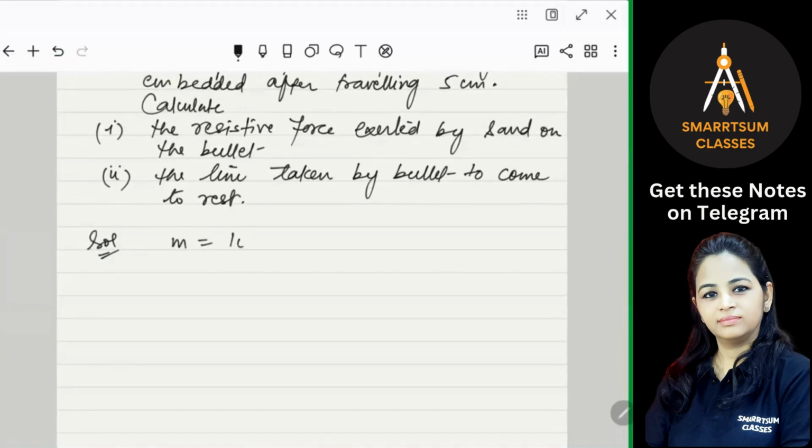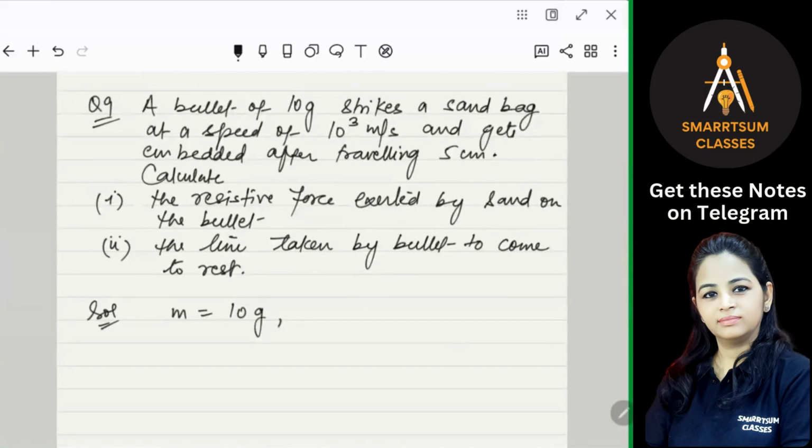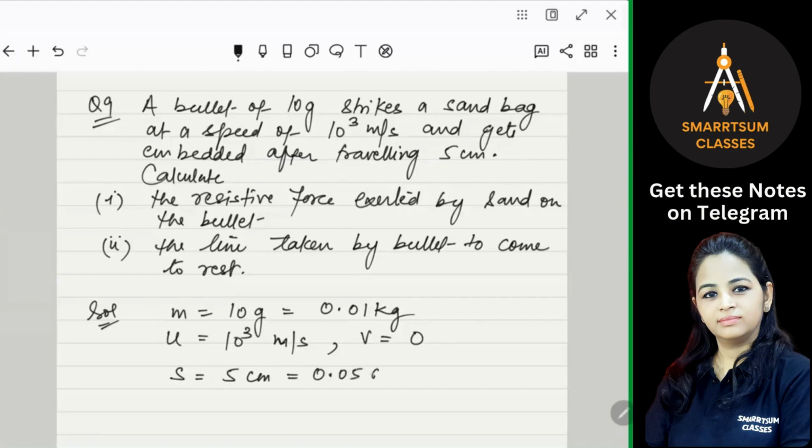So first write down what is given to you. Mass of the bullet is 10 gram. So write down 10 g. First convert this into kg, 0.01 kilogram, because g is not the SI unit. Initial velocity is given, 10 to the power 3 meter per second. Final velocity, because it is coming to rest, will be 0. Distance traveled by the bullet before coming to rest is 5 centimeter. Again, centimeter is not the SI unit. You have to convert this into meter. So this will become 0.05 meters. Now you have to find t and F.